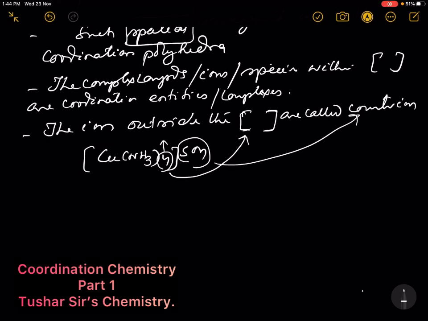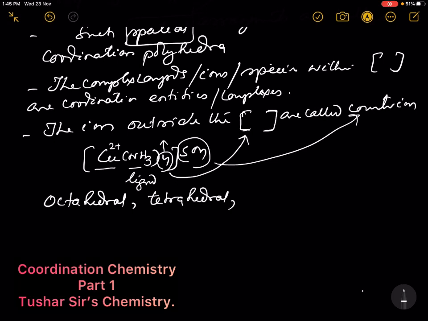He further postulated that octahedral, tetrahedral and square planar geometrical shapes are more common in coordination compounds. Octahedral, then tetrahedral, then square planar shapes are more common in complex compounds of transition metal ions or atoms.